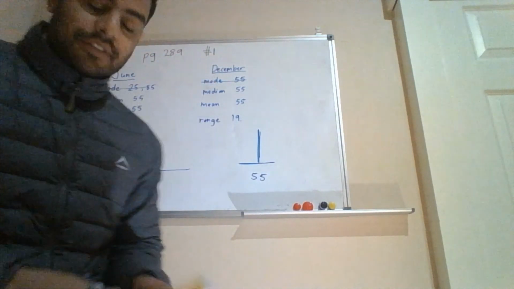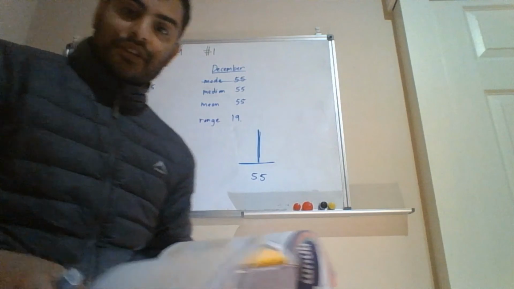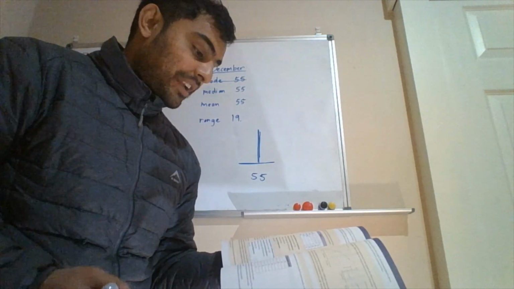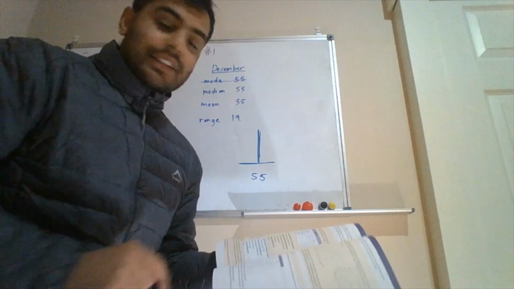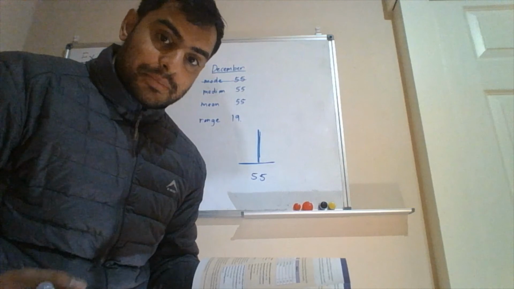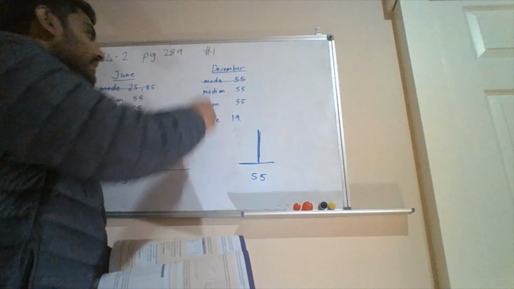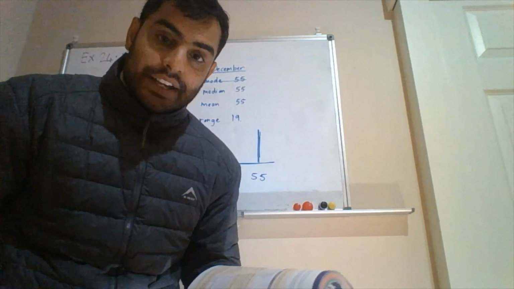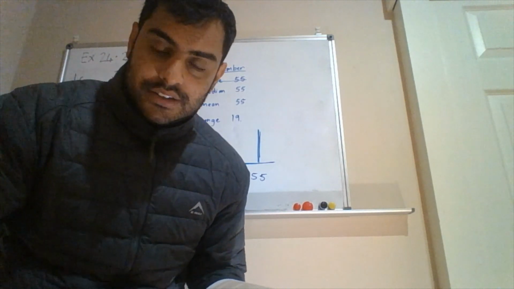So just be careful of this, because if you just look at this table briefly, you'll see that the June exam has a lot of 80s and 90s. So that might be a little bit misleading. And that's why we need these measures of central tendency to give a statistically sound answer.